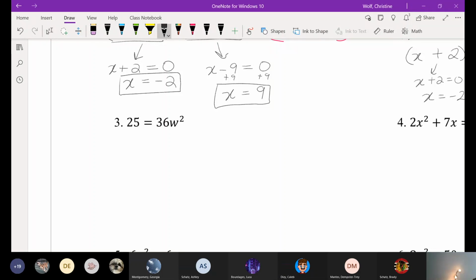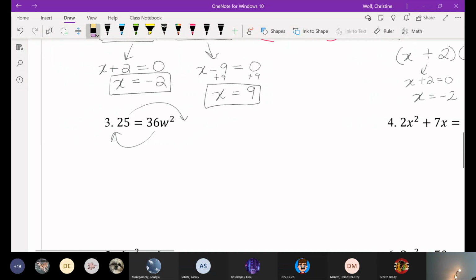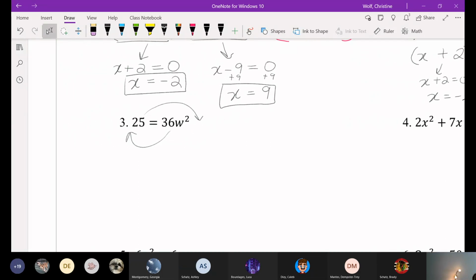OK. So, n'oublie pas que étape numéro 1, c'est toujours de avoir un côté égal à 0. So, ici, tu as l'option, tu peux envoyer 25 à l'autre côté là, ou tu peux envoyer le 36W à l'autre côté là. Doesn't matter, just make one side 0. Moi, j'allais bouger le 25 à l'autre côté. So, cette fois-ci, parce que j'ai bougé le 25, il n'y a rien à la gauche maintenant, c'est un 0.